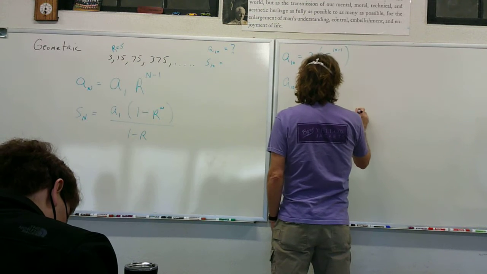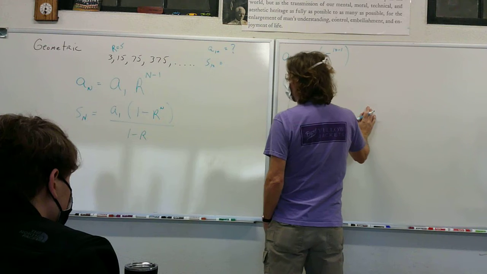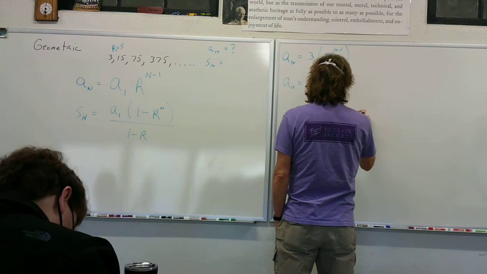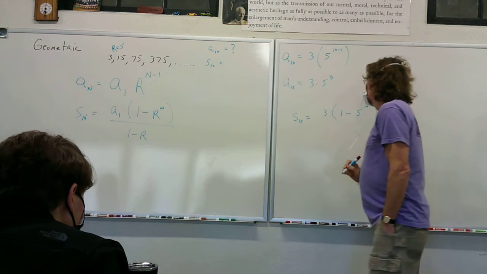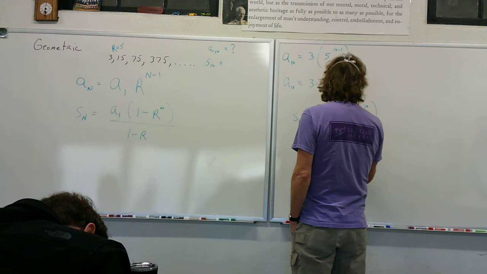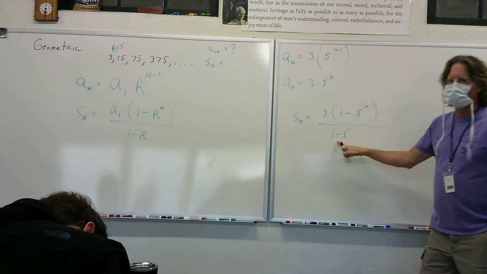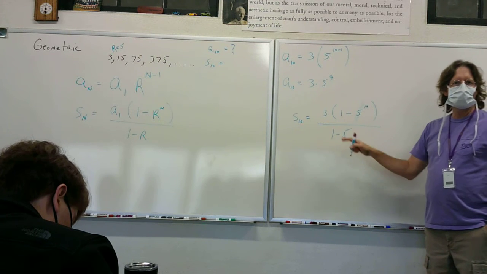minus r to the 10th, where r is 5, raised to the 10th term over 1 minus 5. Now, don't panic that you're about to get negative 4 here, because does everybody realize you're about to get a negative number there too? Okay?